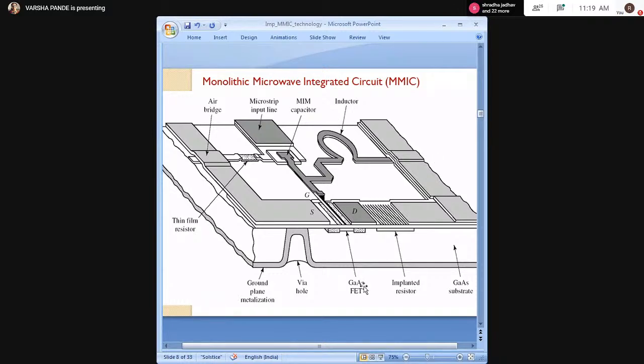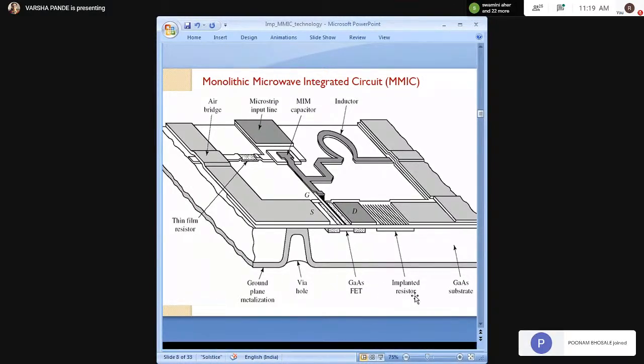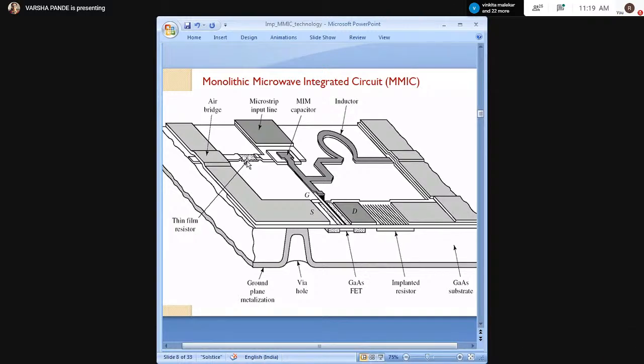Inductor you can use here, via hole, ground plane metallization, means base. For the base again the metallization is there, then the implanted resistor. You can see this is an implanted resistor, and this is a thin film resistor. Implanted means this is placed within the substrate by using the ion implantation process. And the thin film means this is placed above the surface, where a layer by layer structure can be created. So this is an example.